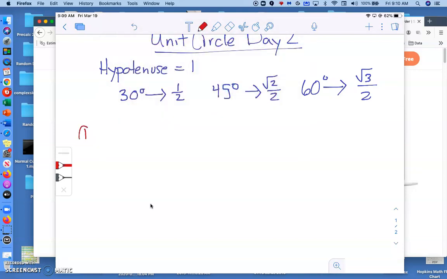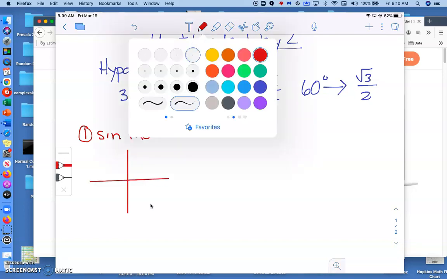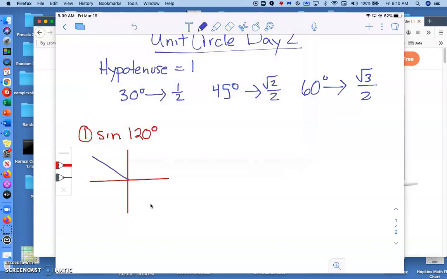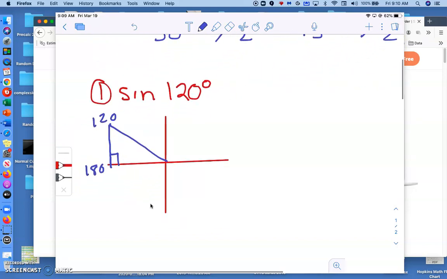For example, yesterday we said, let's find the sine of 120 degrees. The first thing we did is we put our angle in our quadrant. So 120 is over here. We drew it straight down to the x-axis to make a right triangle. And then we said, okay, if this is 180, our reference angle in here has to be 60 degrees.